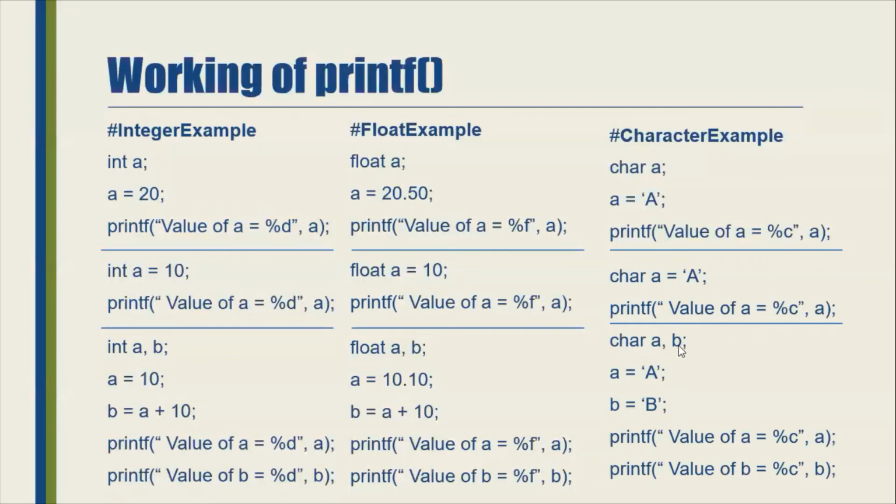Similarly, I take two character variables a and b, and I initialize both of them to different values. I am going to print them using two printf commands: value of a equals %c, and the value is given by a. Similarly, value of b equals %c, and the value is provided by b. Here it is important to know that after the double quotes we need a comma. The comma is important, and after the comma, whichever variable is there, that value will be given to the percentage.